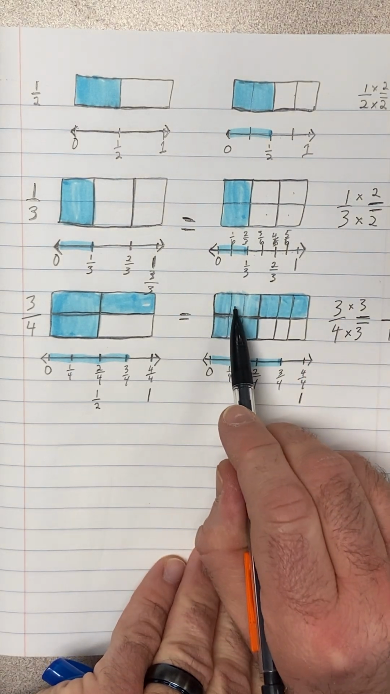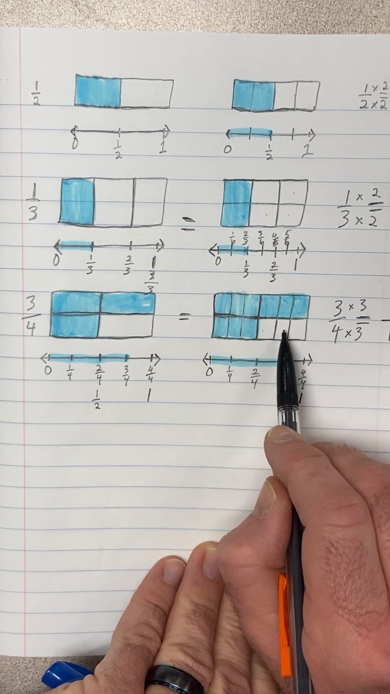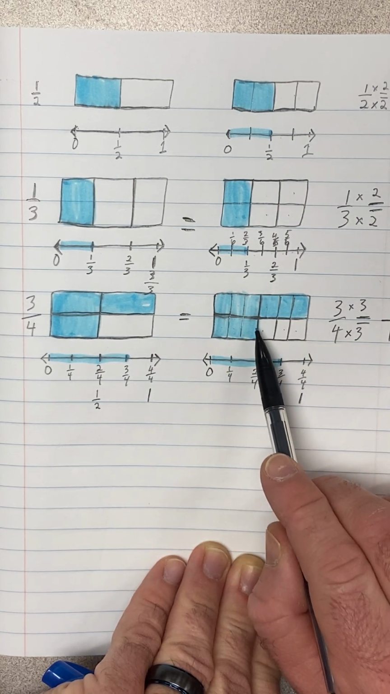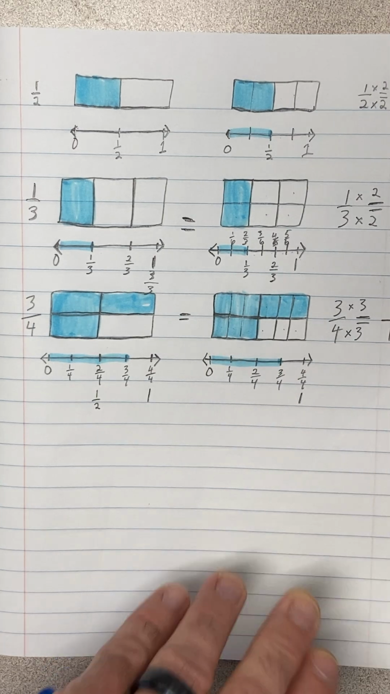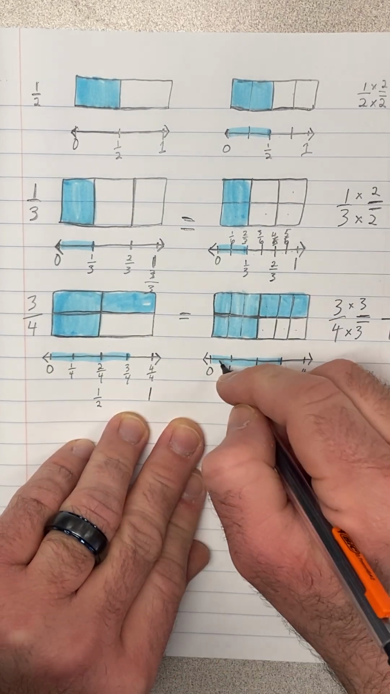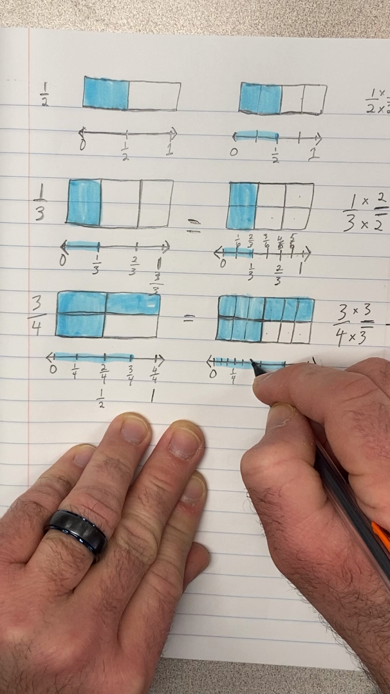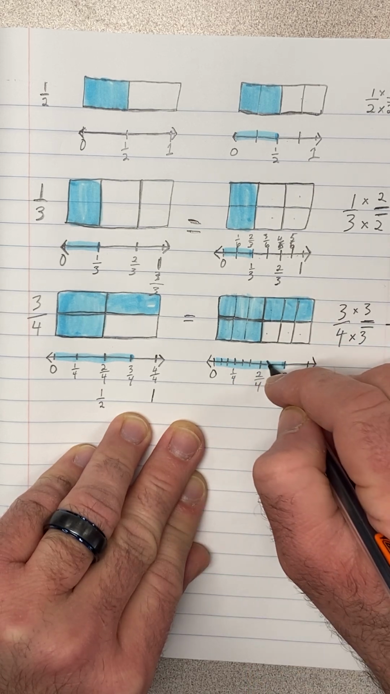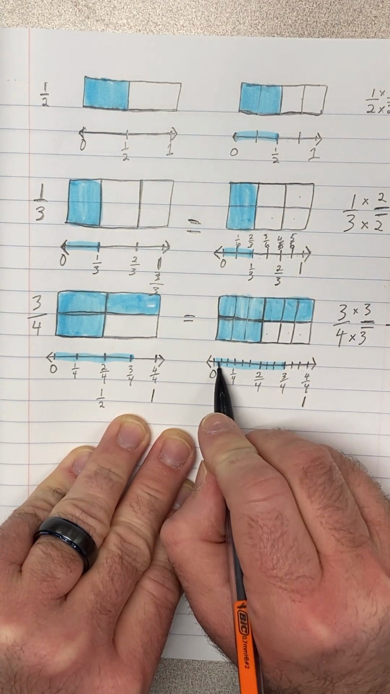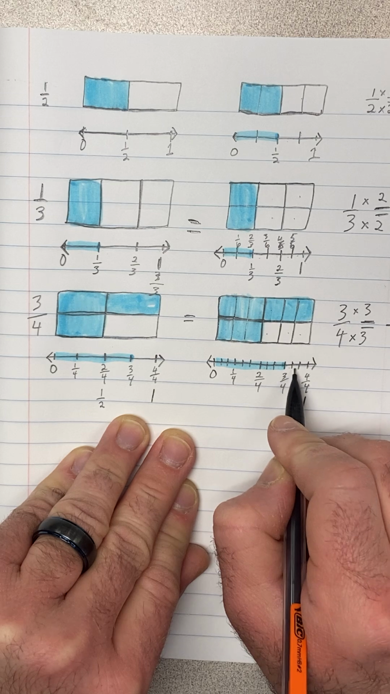We now have 1, 2, 3, 4, 5, 6, 7, 8, 9, 10, 11, 12 to make the whole, and 9 of the entire model is blue. So 9/12 of this model is blue. Let's see how it works on the number line. So in this case, we have got to be very careful to part each 1/4 piece into 3 parts. So here we have a total of 1, 2, 3, 4, 5, 6, 7, 8, 9, 10, 11, 12 parts.